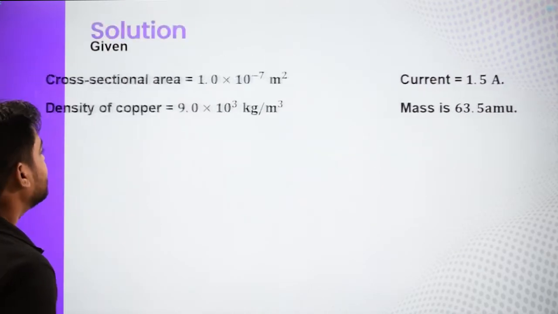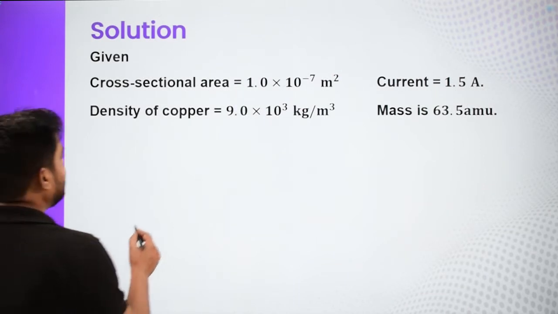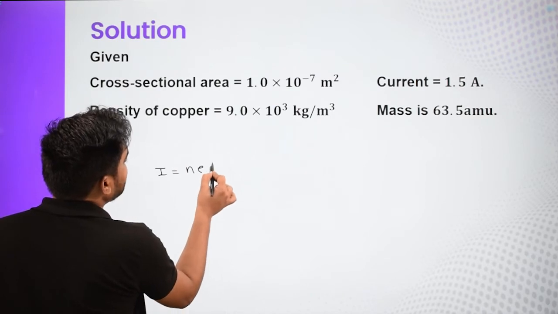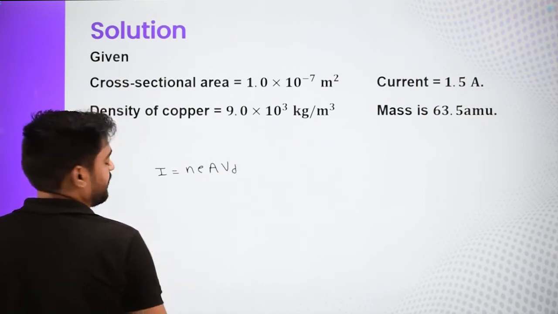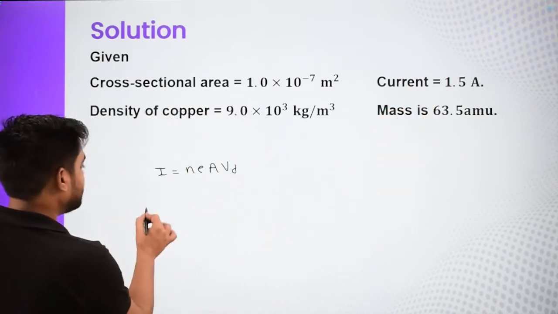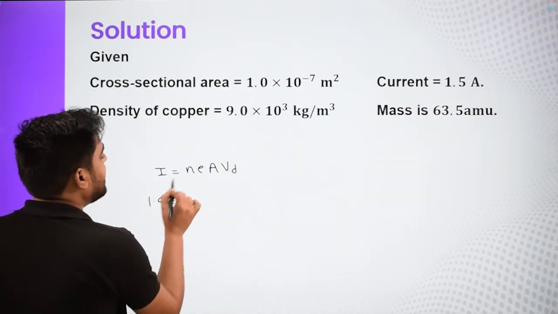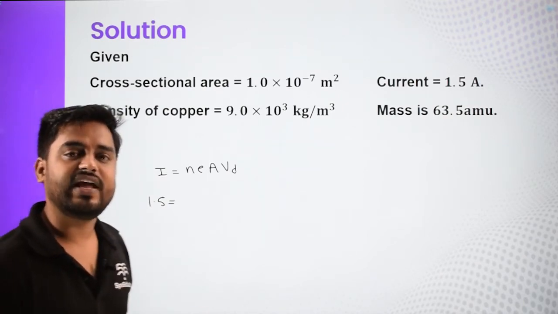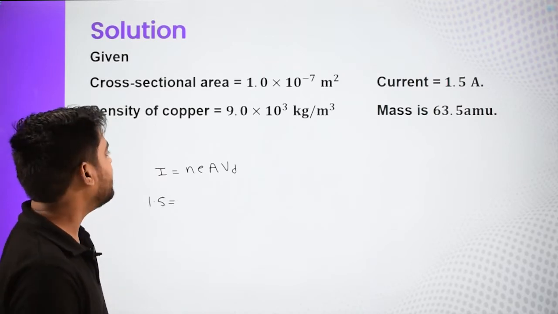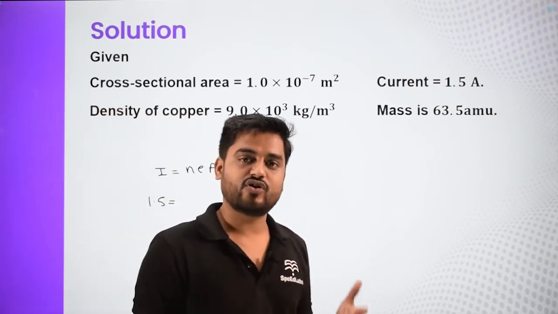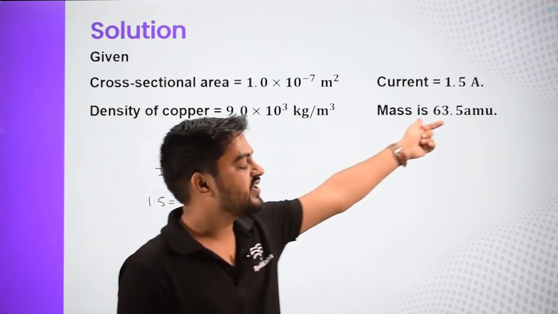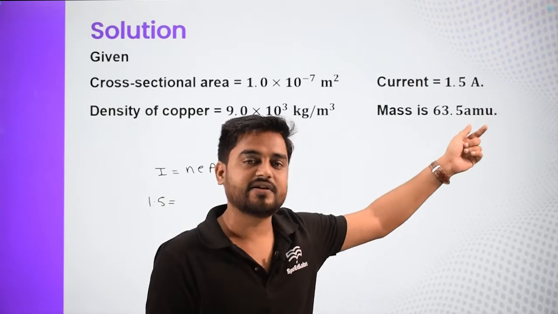So first, all these things are already given, and drift velocity is what? So I is NeAVd. Now I is what? The current is given over here, 1.5 ampere. So this value is 1.5, it is SI only. N is what? Number density of electrons. So it is basically the number of electrons per unit volume. Now for that we need to get the number of copper atoms per unit volume. So density of copper is this, and mass of each copper atom is basically this.